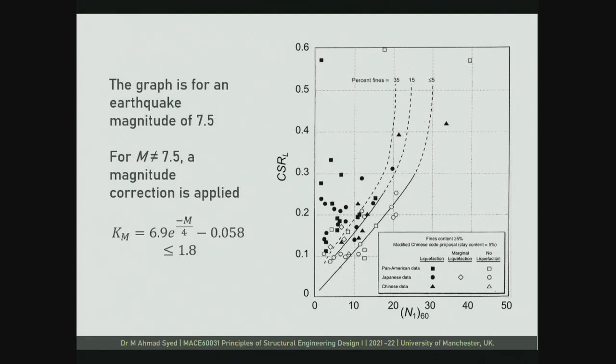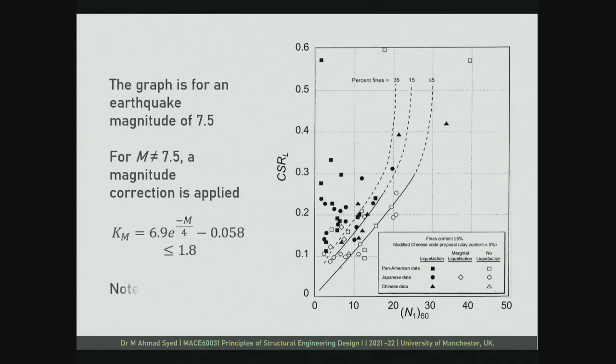Now what will be the value of K_M if M is 7.5? Will it be 1 or 0? Yes, so the correction factor will be 1 for M equal to 7.5, and you can verify that with this equation. So you just need to put M as 7.5 divided by 4 in the exponent of e, and you will get K_M is equal to 1.